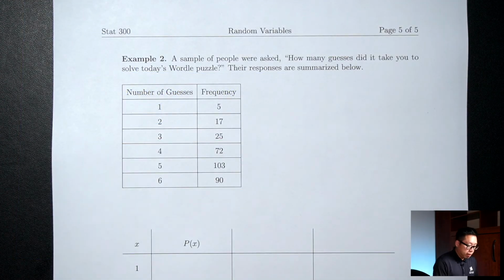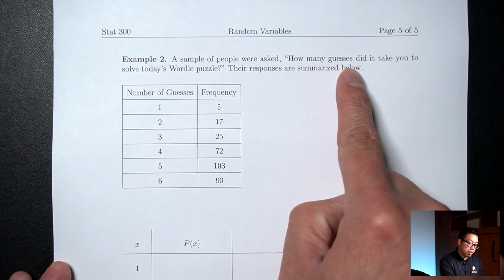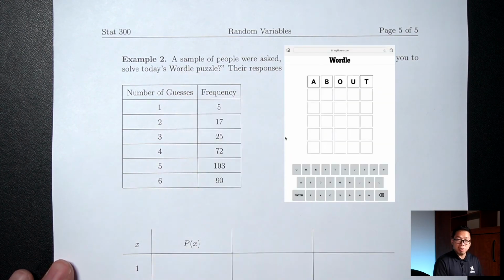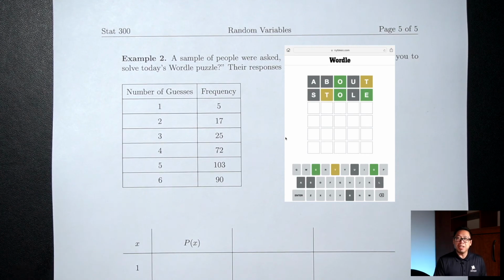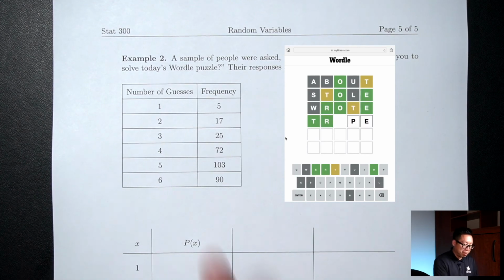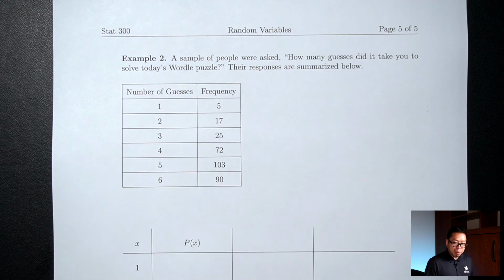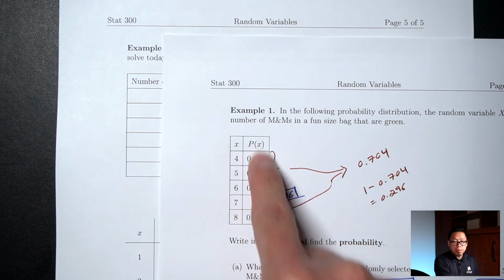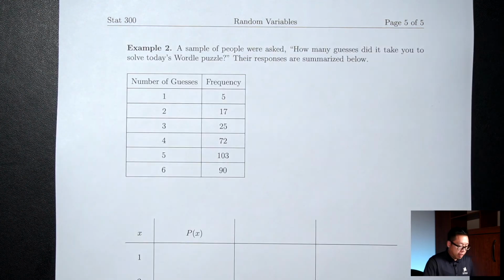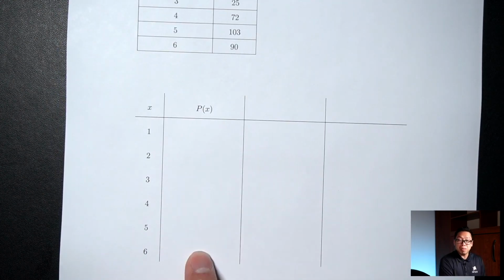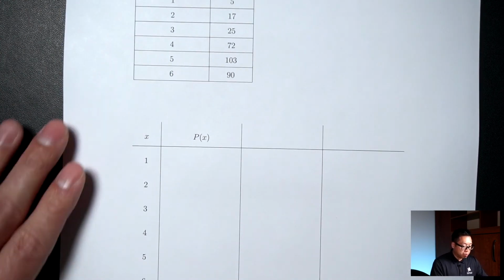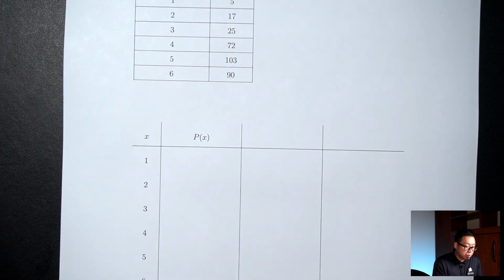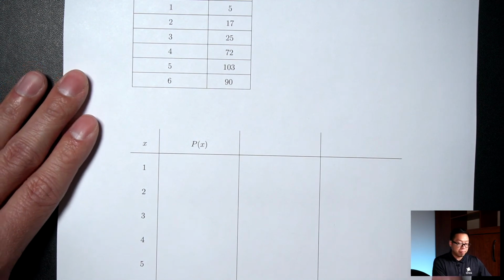Example 2. A sample of people were asked how many guesses did it take you to solve today's Wordle puzzle. Their responses are summarized below. So in addition to green M&Ms, I also like to play Wordle. Now, in the previous examples, I gave you the probabilities. Here, you have to find the probabilities. So how would you find the probabilities? This example is actually more like what you would encounter in real life.